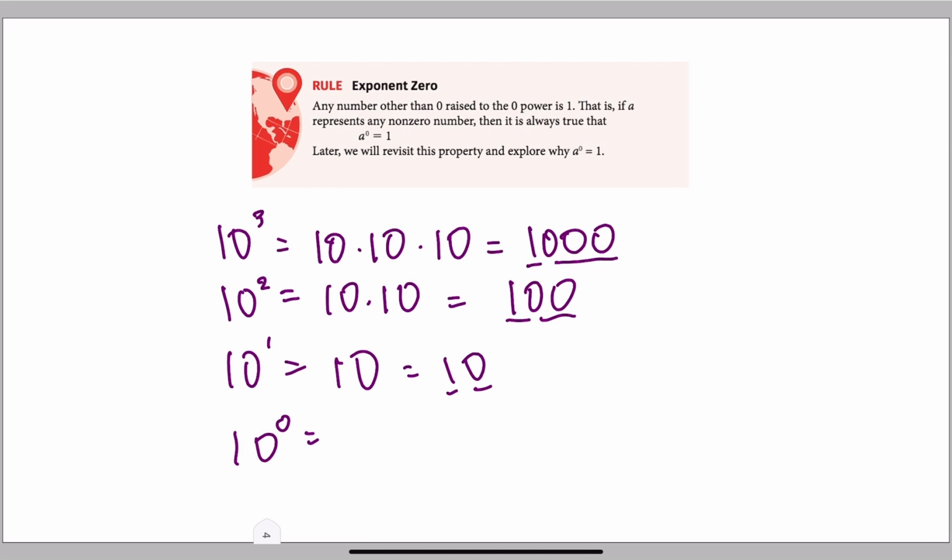So following that pattern, 10 to the 0, it's 1, or in other words, a 1 with no zeros after it. And so hopefully this sort of makes sense in the context of the fact that our number system is base 10, and whenever we raise something to the 0 power, we don't get 0, we get 1.